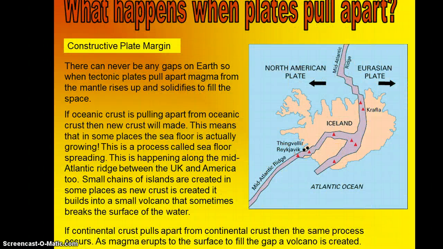Constructive plate margins. There can never be any gaps on the Earth, so when the tectonic plates pull apart, magma from the mantle rises up and solidifies to fill the space. If the oceanic crust is pulling apart from oceanic crust, then new crust will be made. This means that in some places the seafloor is actually growing. This is a process called sea floor spreading. This is happening along the mid-Atlantic ridge between the UK and America.